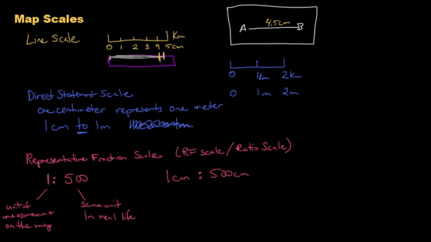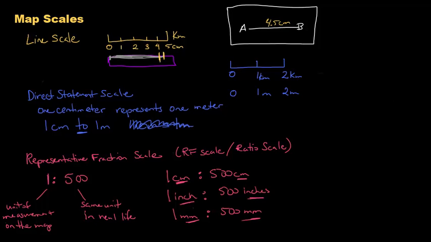So the great thing about this RF scale is that this 1 does not necessarily have to be centimeters. It could be inches. It could be 1 inch that represents 500 inches on Earth's surface. It could be 1 millimeter represents 500 millimeters on the Earth's surface, but it can be whatever you choose. As long as these two measurements stay the same on both sides, you're going to get an accurate idea of scale.